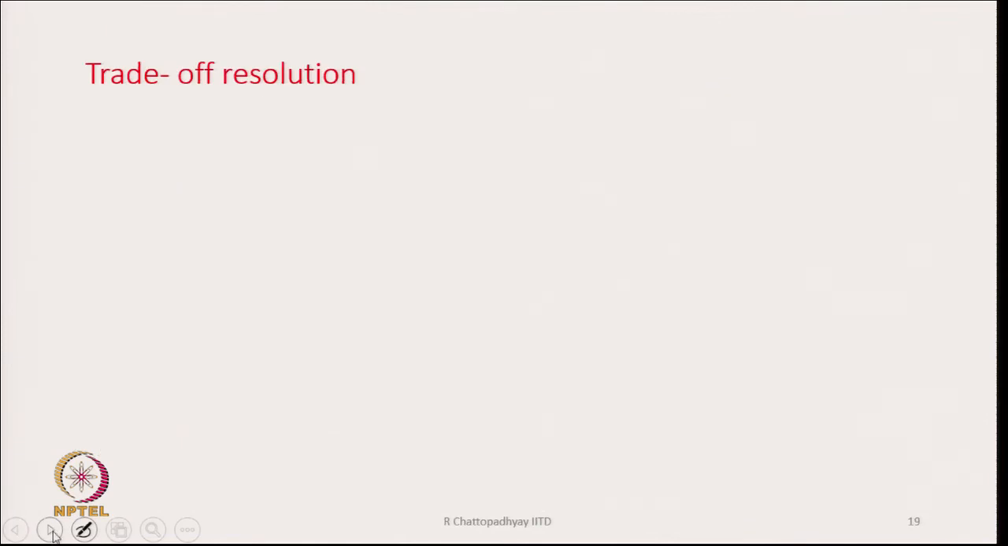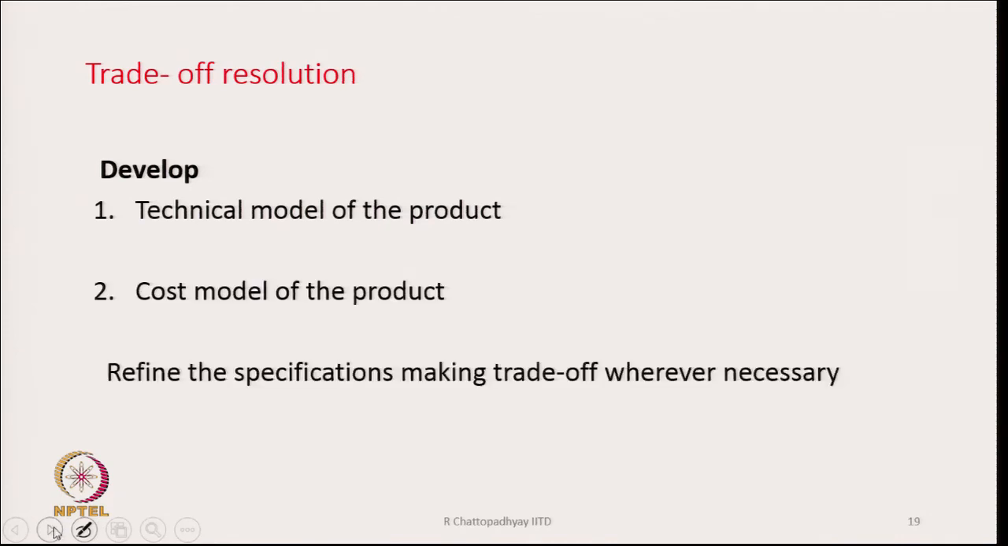Now, we have to discuss these trade-off resolutions, that is, even though there is a specification available with us, we have to see the constraints of the technology and the cost. Based on this, we have to finalize the specification now. So, for this we need to develop a technical model of the product and a cost model of the product, then refine the specifications, making trade-offs wherever necessary.